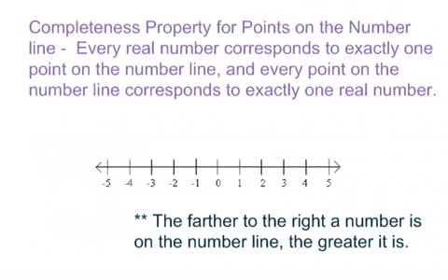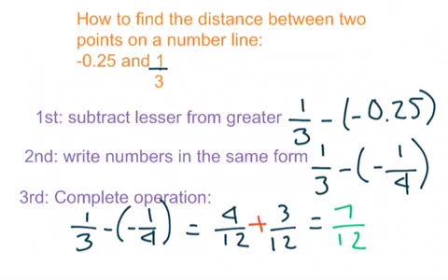The other part here is the farther to the right a number is on the number line, the greater it is. So if that's true, and you were stuck sometimes, I know integers can be a little tricky, and you were looking at -5 and -4 right here. So we have -5 right here, ooh, and -4, okay? -4 is further to the right than -5 is, therefore -4 is greater than -5. Okay?